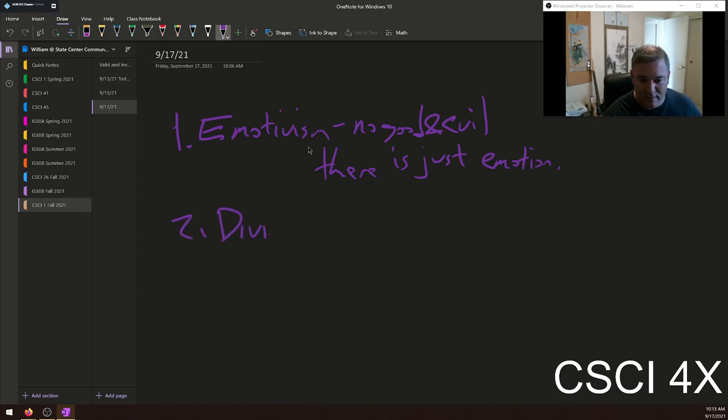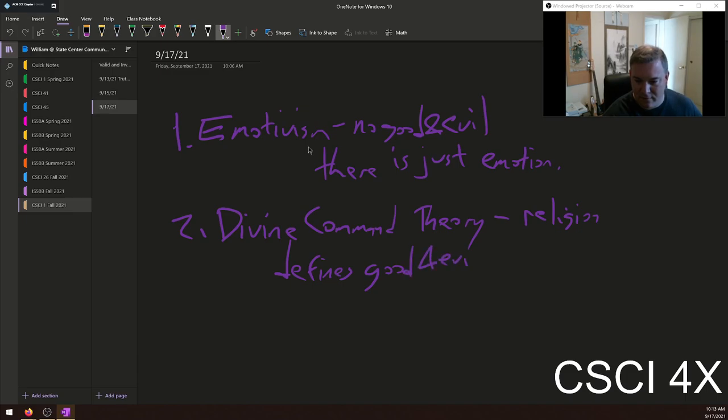Cool. This is called divine command theory. And that is basically religion defines good and evil. For example, the Ten Commandments, right? There are obviously many, many religions and many different rules. But basically, that's a very common view, if not one of the most common, which is that if God says that stealing is bad, then stealing is bad. Right, what else? What else could define good and evil?